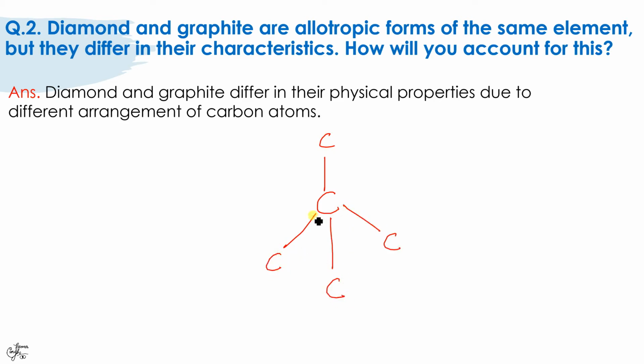Carbon has 4 valence electrons and all 4 valence electrons are bonded. They are not free. And therefore, diamond is a poor conductor of electricity, just like other nonmetals.